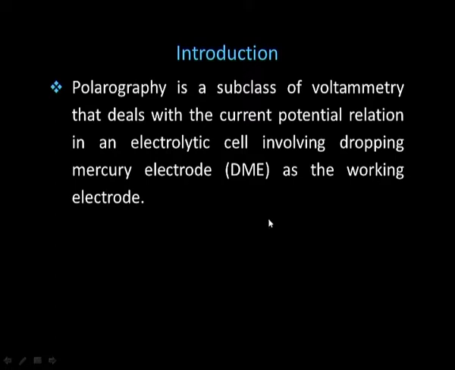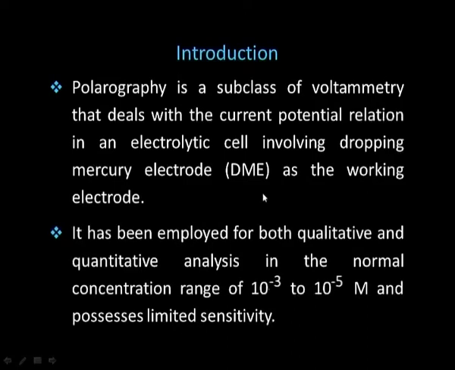Now, the use of the dropping mercury electrode distinguishes polarography from voltammetry, where solid electrodes are used, which may be metallic electrodes or carbon surfaces, whereas in polarography always the dropping mercury electrode is used as the working electrode. It has been employed for both qualitative and quantitative analysis in the normal concentration range of 10 raised to the power minus 3 to 10 raised to the power minus 5 molar and possesses limited sensitivity.